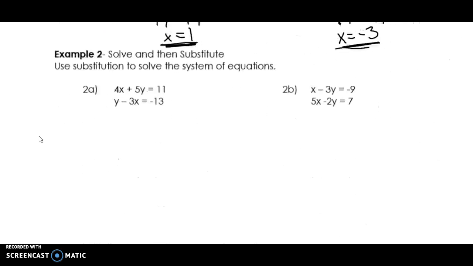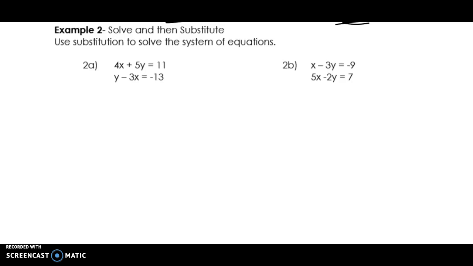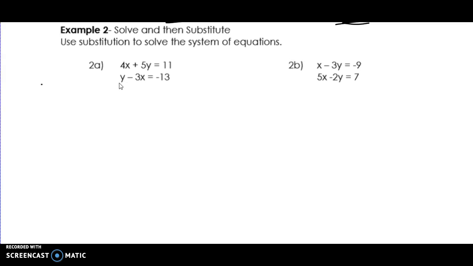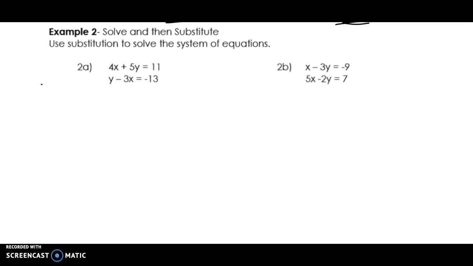All right, so now in example 2, we're going to solve and then substitute. You'll notice that a little bit different here. The y is not already by itself. This is y minus 3x equals -13, and the other equation looks a lot like the equations in example 1. So before I do anything, I gotta solve for this y. So I want to get y by itself.